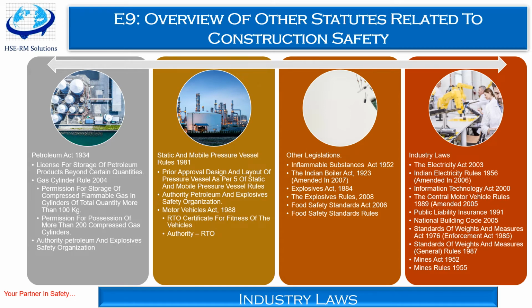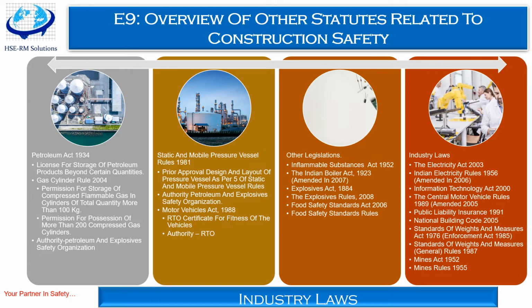Now, the Static and Mobile Pressure Vessel Rules 1981. So what does it say? It says the technical and license requirements for manufacture and storage of compressed gas storage vessels above 1 ton capacity. So prior approval of design and layout for pressure vessels is required as per the Static and Mobile Pressure Vessel Rules. Authority is Petroleum and Explosive Safety Organization. The Explosives Rules 2008 regulate the manufacture, sales, storage and handling of explosive gas.